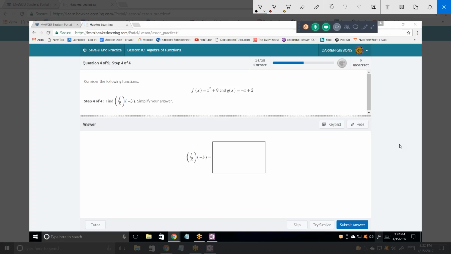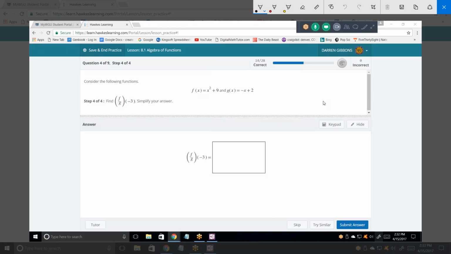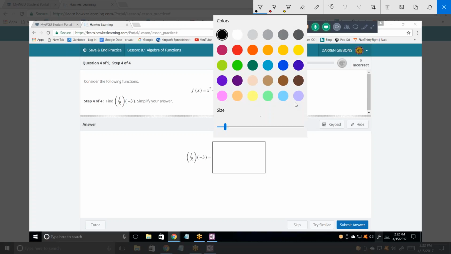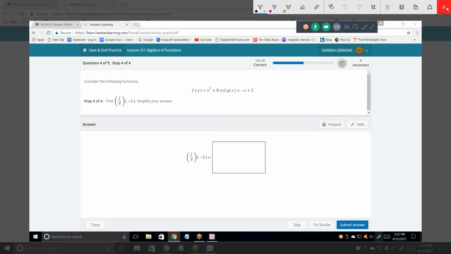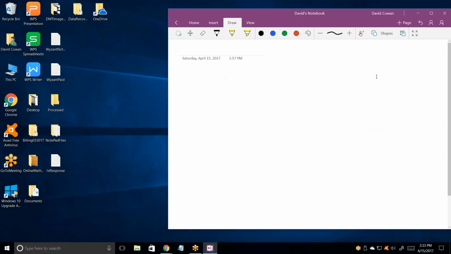How come I don't have my tablet anymore? Hold on a second. Give me a minute here. I'm trying to figure out why my pencil doesn't work anymore. Let me unplug this and plug it back in. Hold on a second, Darren. Sure.